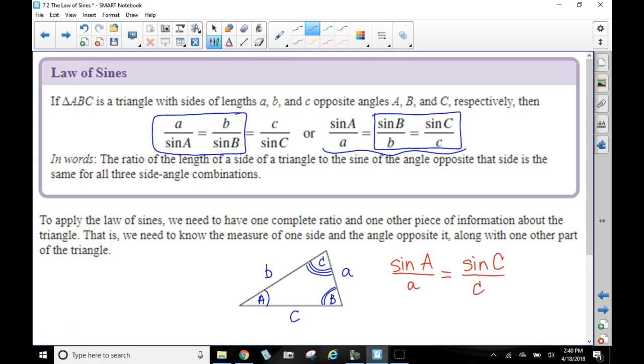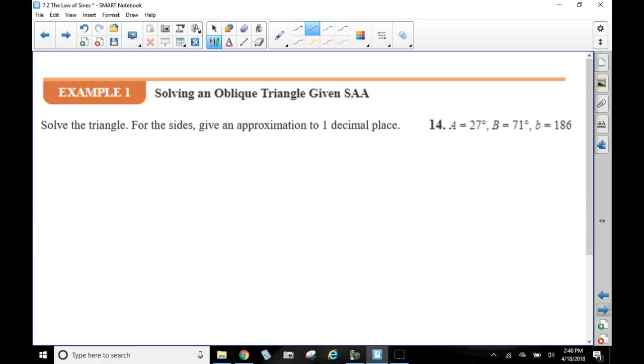So really, to apply the law of sines, what you need is to get a pair: some kind of side with its opposite angle. That way, you're going to be able to set up one of those fractions. Okay? Let's just see some examples on how this works.